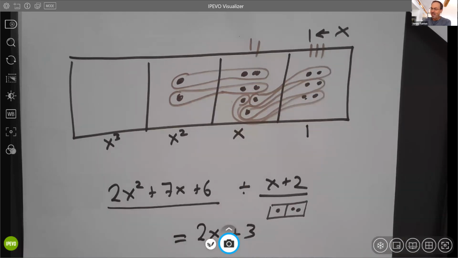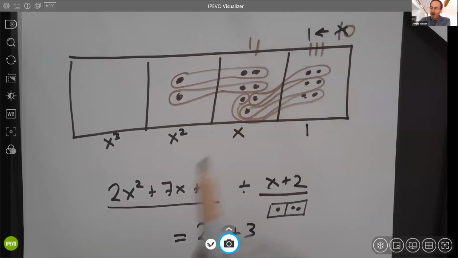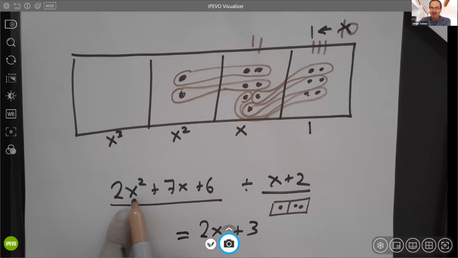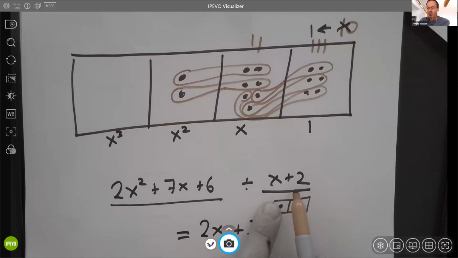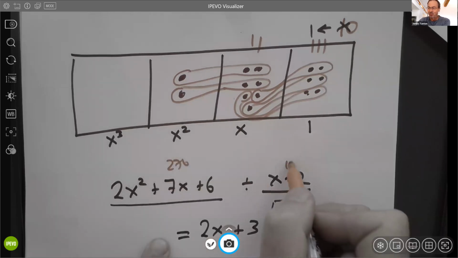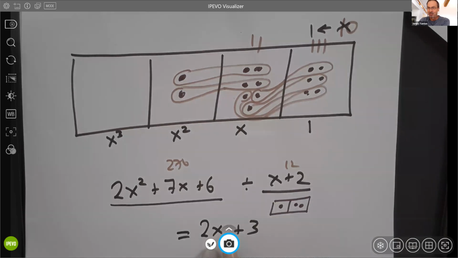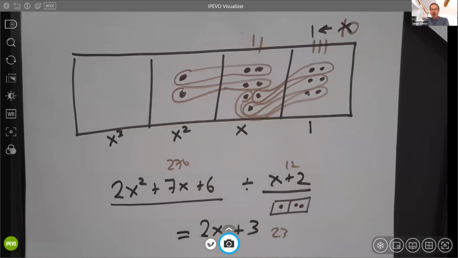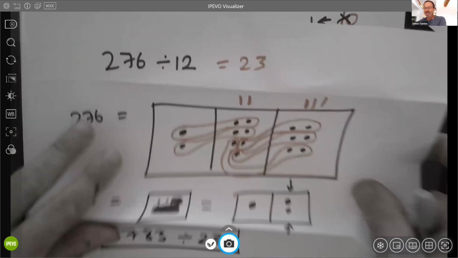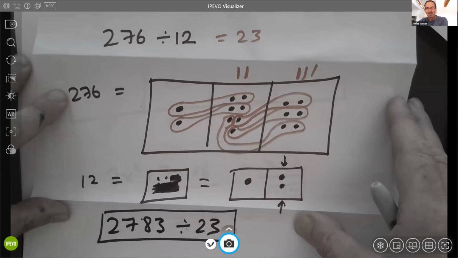If I told you x really was 10 all along, we've just done the number 2 times 10 squared, 200, plus 7 times 10, 76, divided by 10 plus 2 divided by 12. This will be 276 divided by 12. Apparently equals 2 times 10 plus 3, 23, which we know what we do because we did it. There it is, we did it. That's exactly what we did.